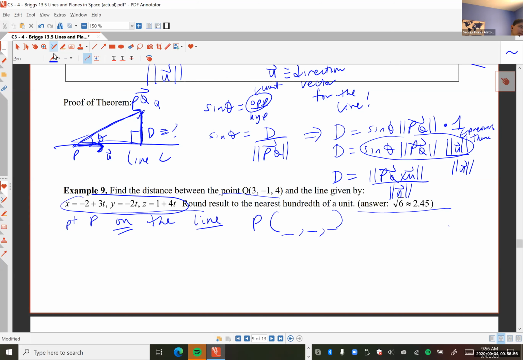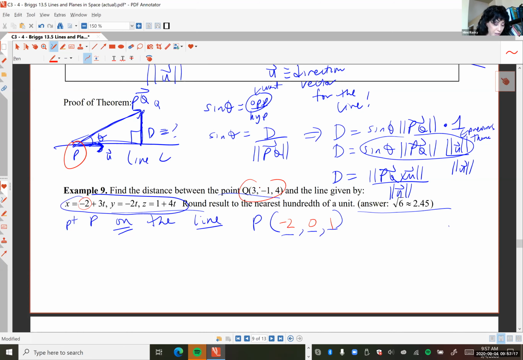Go. Can you set t equal to 0? You could, that would do it, and then it would give you what points? The -2, 0, and 1. Very good. There's a point on the line. Fantastic. So there's our point P.